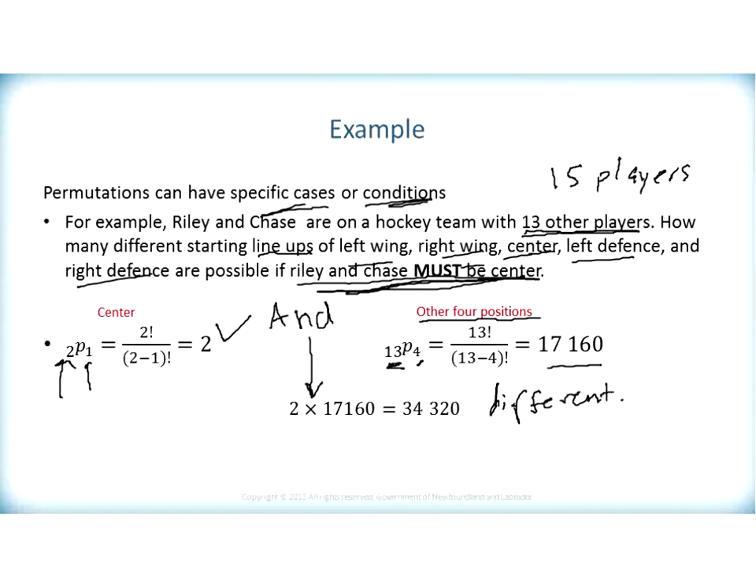Keep in mind that if we use the same 5 people, yet in different positions, that is different starting lineups. If Riley is center and another person on the team is right wing, that is a different starting lineup than if Riley is center and that other person is left wing. That would be a different starting lineup.